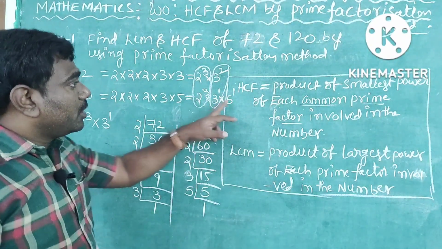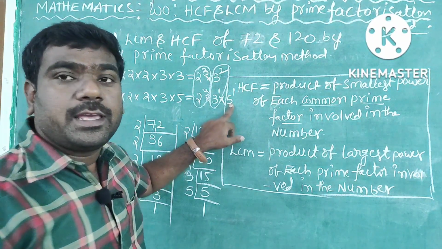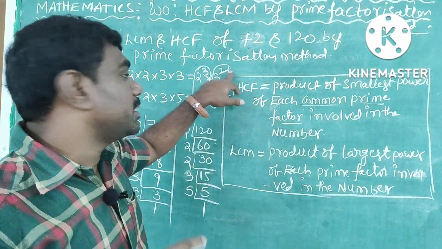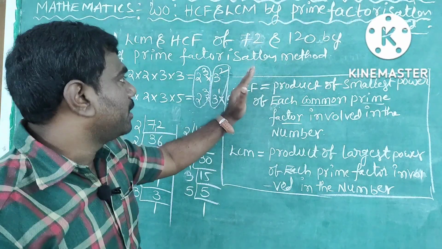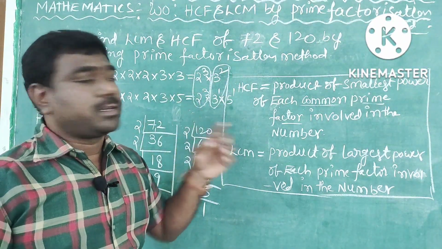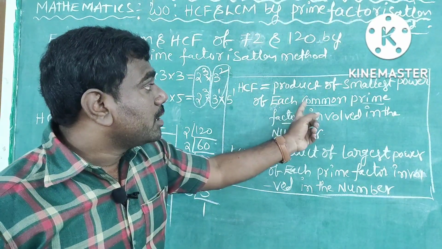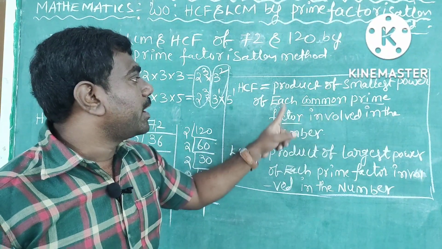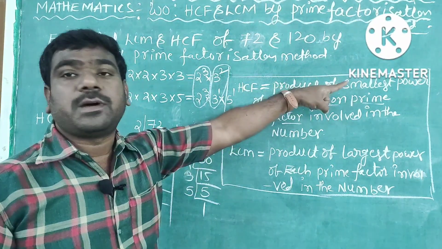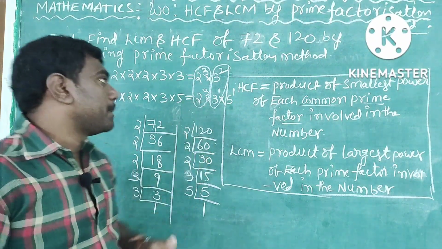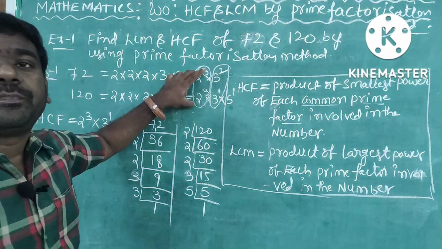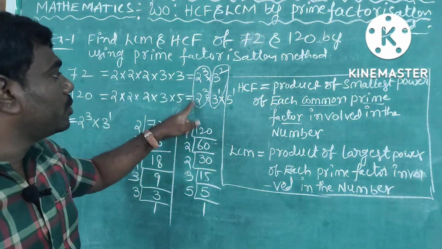Okay. So here 5 is there, but 5 is not there in the other number, so there is no common factor and we can't consider it. It is specially mentioned: each common prime factor, and that power should be the smallest. Only the common ones we should consider. Only two numbers are common, that is 2 and 3.